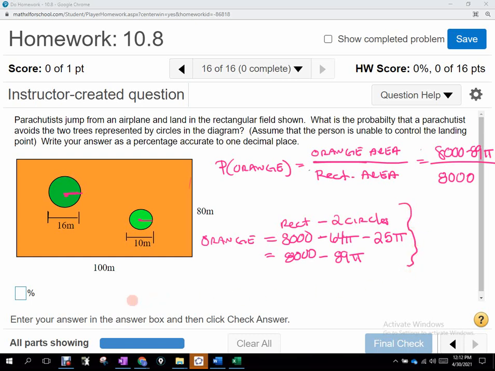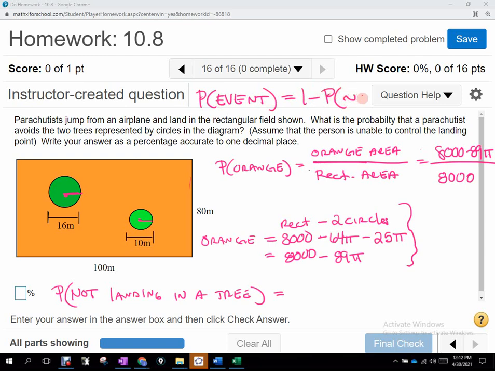So when it says what's the probability of, basically what it said when I land in the orange is the probability of not landing in a tree, right? That's what they're saying when they say probability of orange or probability of landing in the field. Well, if I say the probability of an event is equal to 1 minus the probability of not that event. We use that little tilde for the word not, okay? So that's the complement idea.